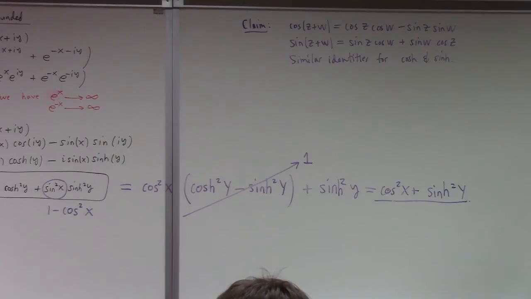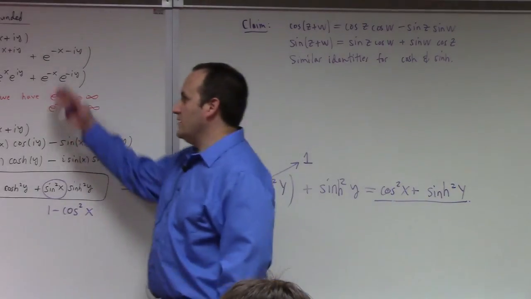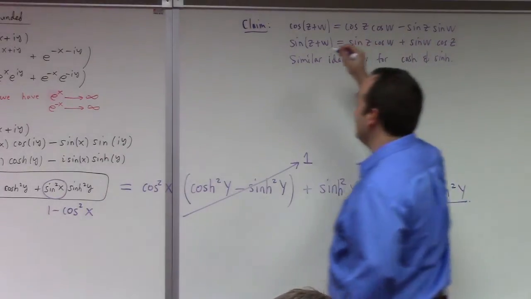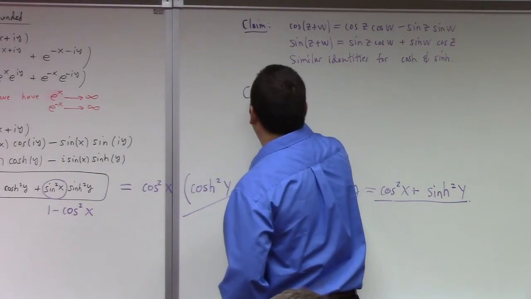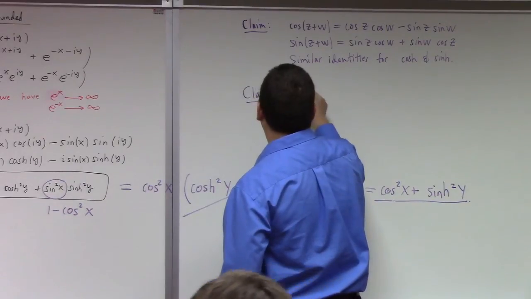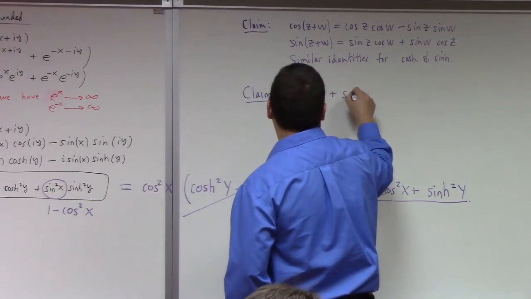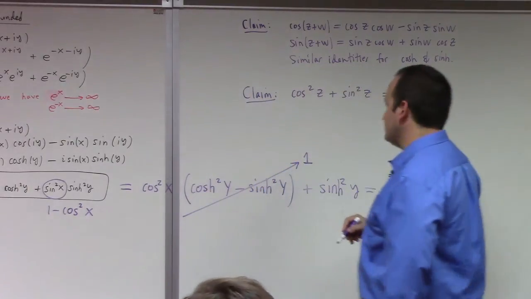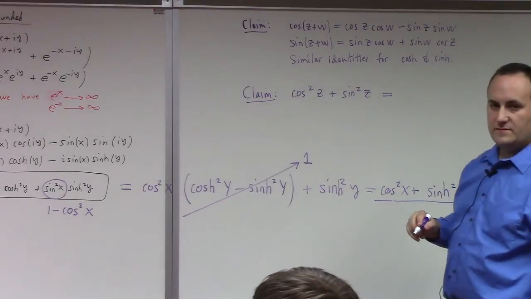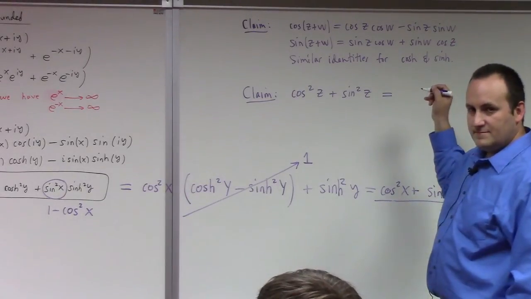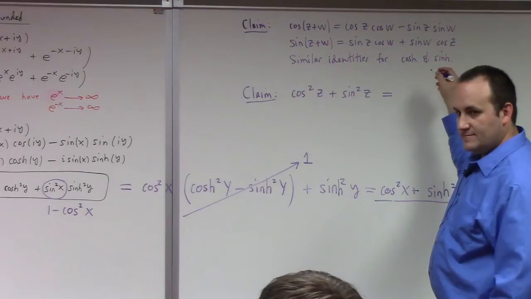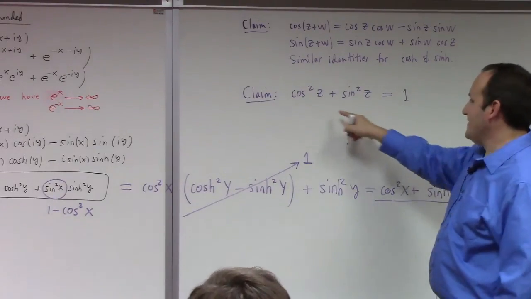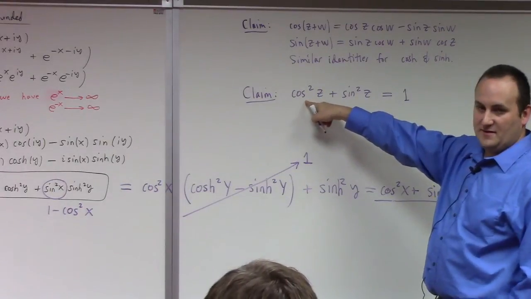Well, here's something that's surprising, right? So we just got done telling you cosine's not bounded, sine is not bounded. But here's something interesting. Cosine squared z plus sine squared z is equal to 1. But to me, that's kind of surprising. I just got done telling you this is unbounded.